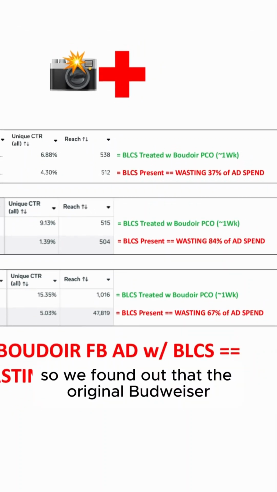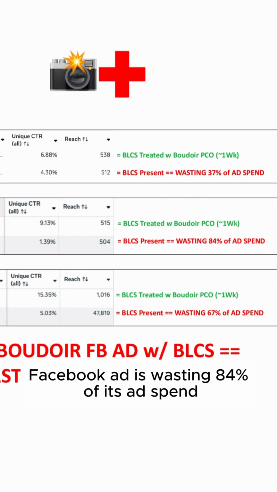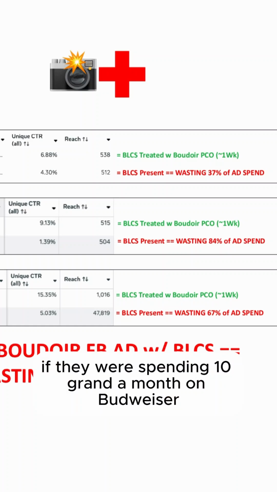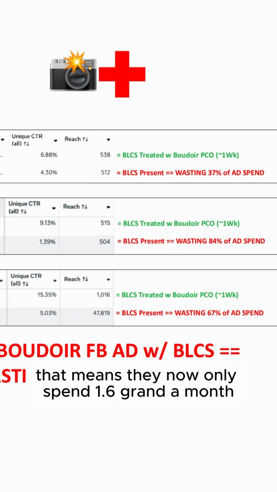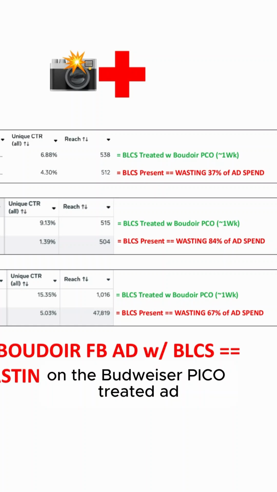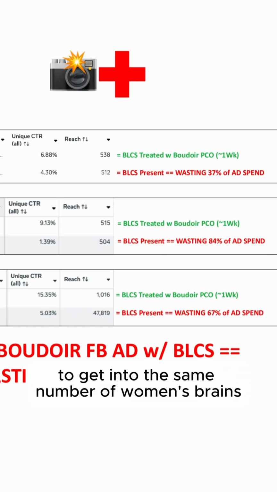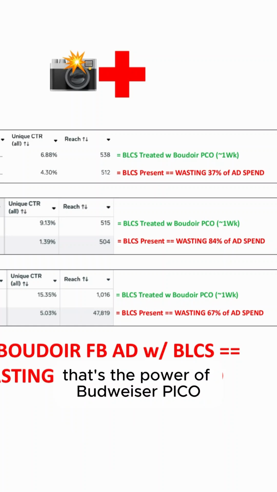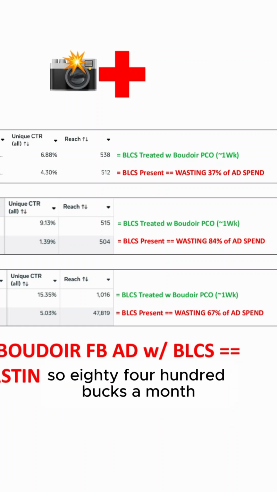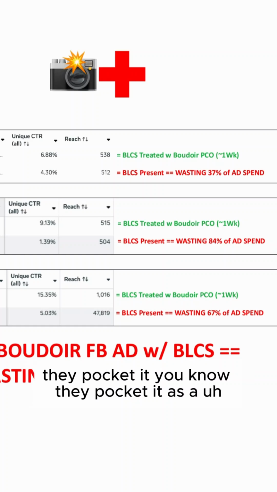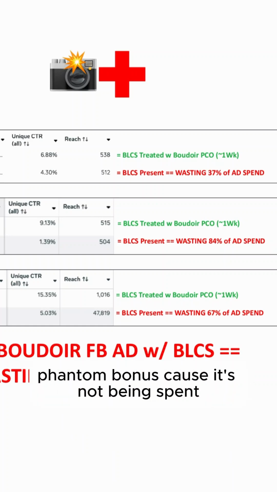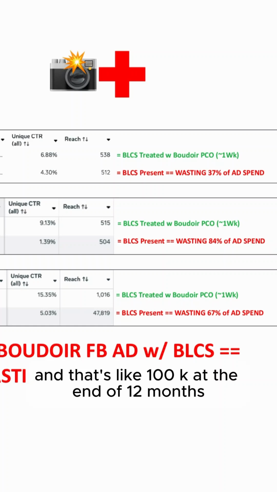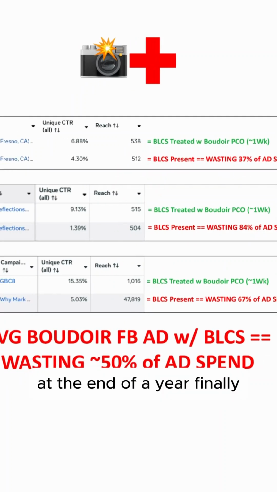So we found out that the original Boudoir Facebook ad is wasting 84% of its ad spend. So if they were spending 10 grand a month on Boudoir Facebook ads, that means they now only spend 1.6 grand a month on the Boudoir Pico treated ad to get into the same number of women's brains. That's the power of Boudoir Pico. So 8,400 bucks a month, they don't even have to spend it anymore. They pocket it as an extra bonus, a phantom bonus, because it's not being spent. And that's like 100K at the end of 12 months, at the end of a year.